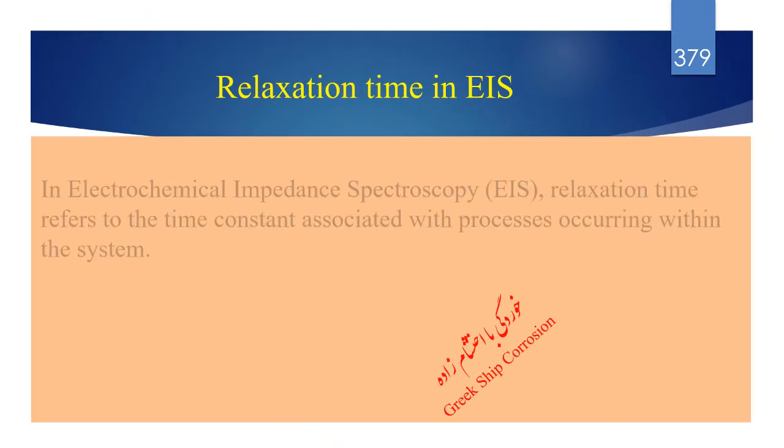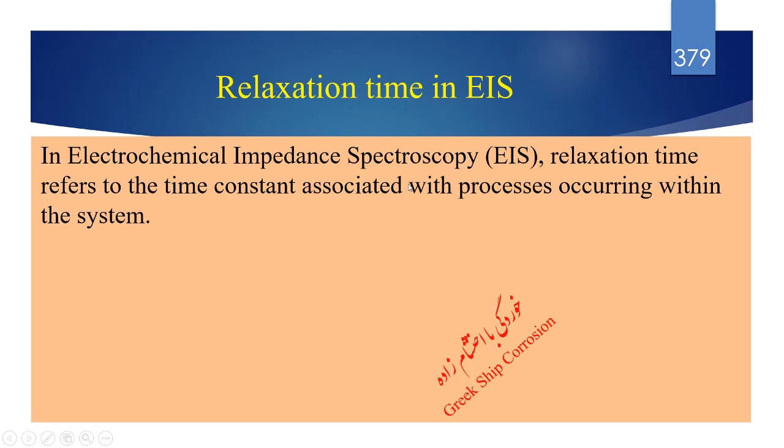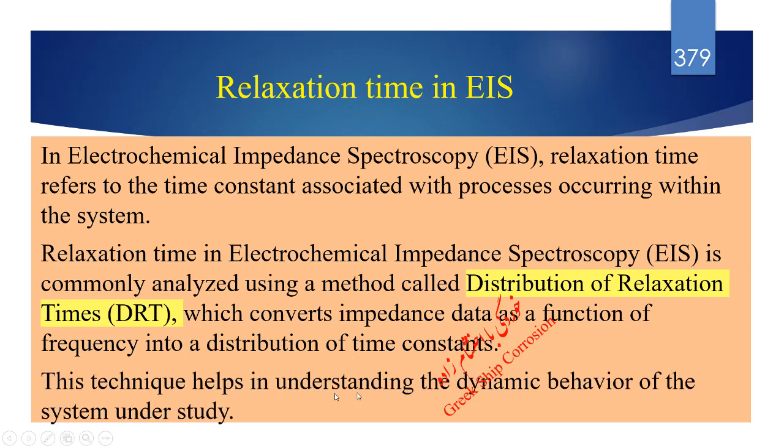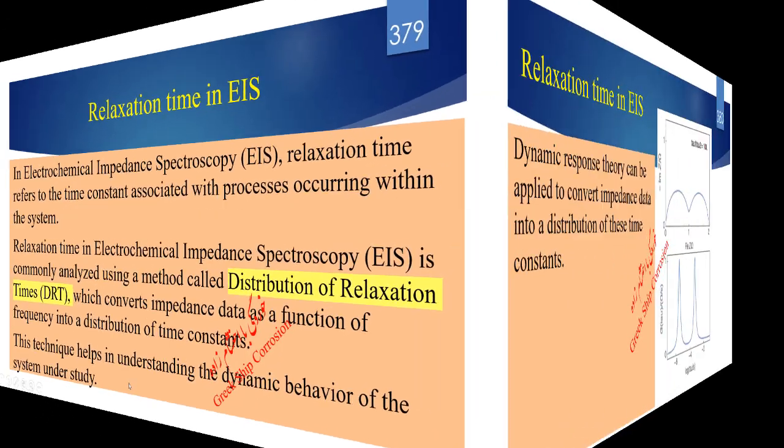Relaxation time in EIS. In electrochemical impedance spectroscopy, relaxation time refers to the time constant associated with processes occurring within the system. Relaxation time is commonly analyzed using a method called distribution of relaxation time (DRT), which converts impedance data as a function of frequency into a distribution of time constants. This technique helps in understanding the dynamic behavior of the system under study.